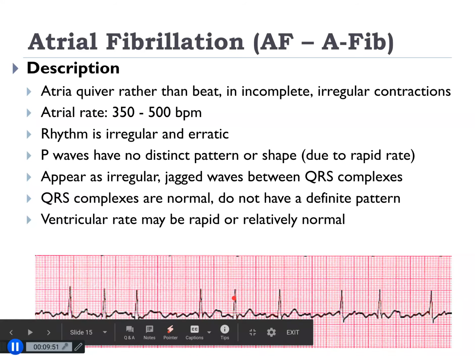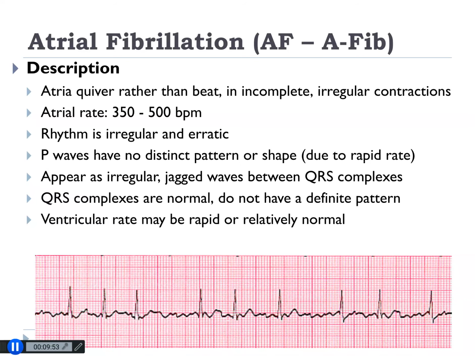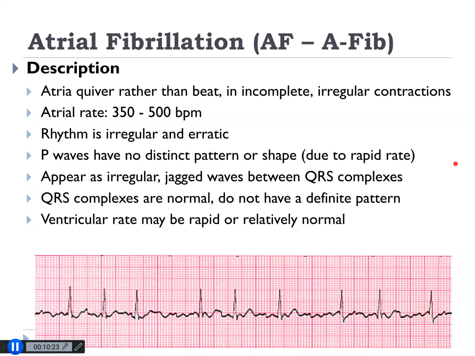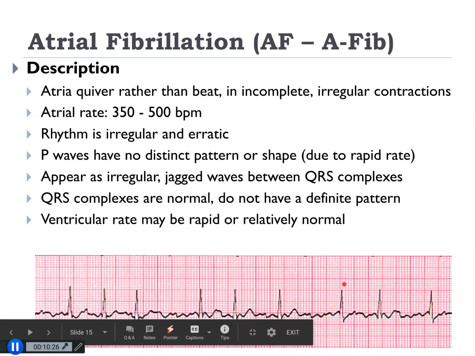So the ventricular rate could be rapid, or it could actually be normal, if the intrinsic rate of the AV node and the Purkinje fibers are able to take over. They can regulate the ventricular heart rate. So as you see here, this is actually fairly normal. It's not fast. It's not tachycardic here. But the P waves are really irregular, and there's no set amount in between the QRS complexes like we saw in the flutter.